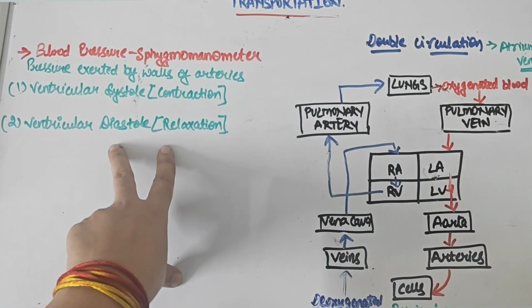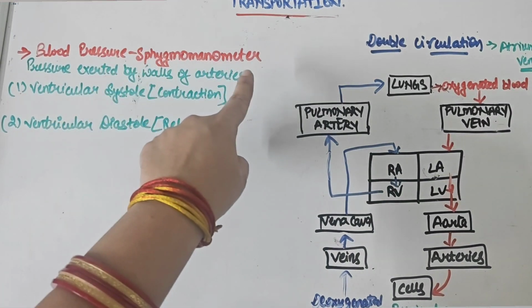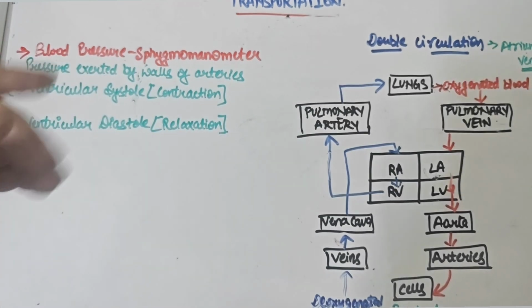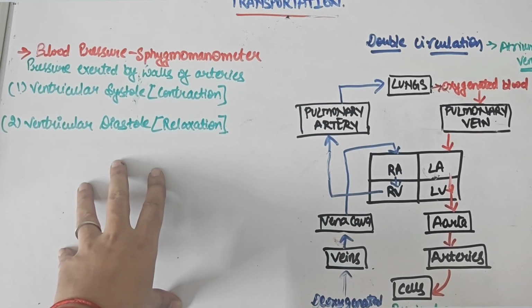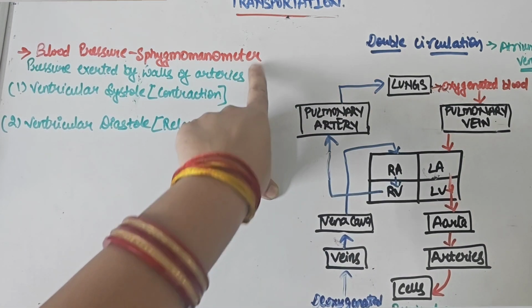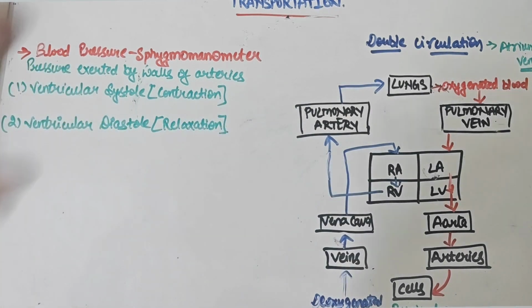So that instrument which is used to measure blood pressure is known as a sphygmomanometer. A very possible 1-mark question: name the instrument which is used for measuring blood pressure. That's known as a sphygmomanometer. You should know this keyword. Very important. Now, what do they actually measure?